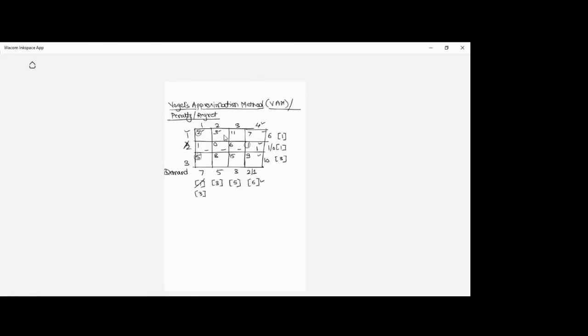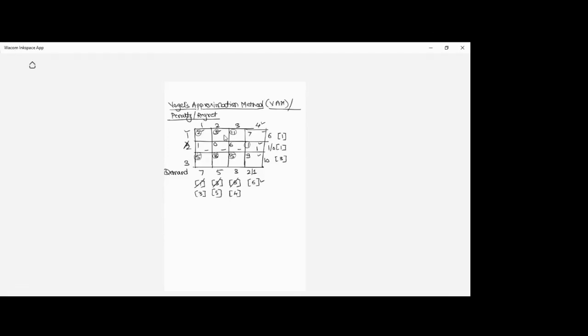In the second column, the least value that we have is 3 and the second least value is 8. So 8 minus 3 is 5. We'll be writing out that penalty and striking out the previous penalty. In the next column 3, the least value that we have is 11, and the second least value is 15. So 15 minus 11 is 4, and we'll be striking out the previous penalty, right?